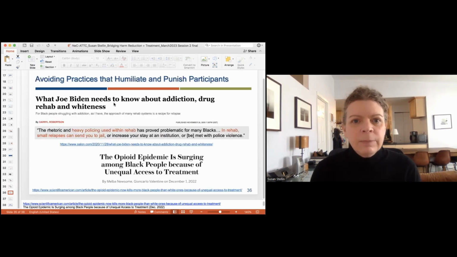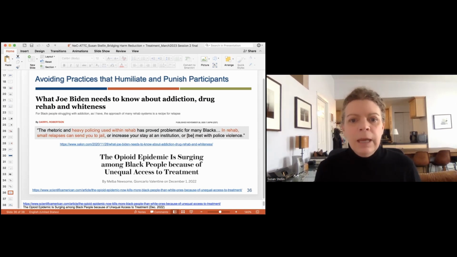And this idea of punishment here, so avoiding practices that humiliate and punish participants. This was from an essay written for Salon by someone who had been through a program, and it talks about, particularly as a Black man, how the rhetoric and heavy policing used within rehab has proved problematic for many Blacks. In rehab, small relapses can send you to jail, or increase your stay at an institution, or be met with police violence.